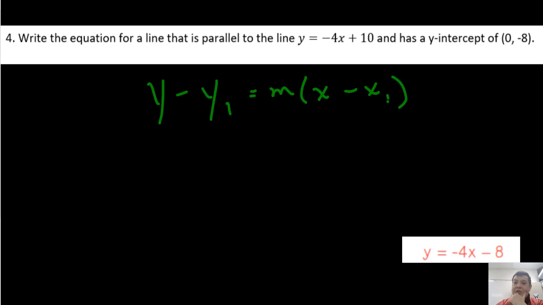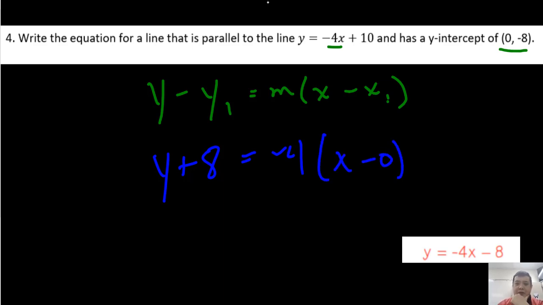Another way that we could do this is using the point-slope formula, because we have a point and we know what the slope is going to be. So that'd be y plus 8 equals -4 times (x minus 0). And therefore y plus 8 equals -4x. Subtract 8 from both sides, and then we get back our answer right here.